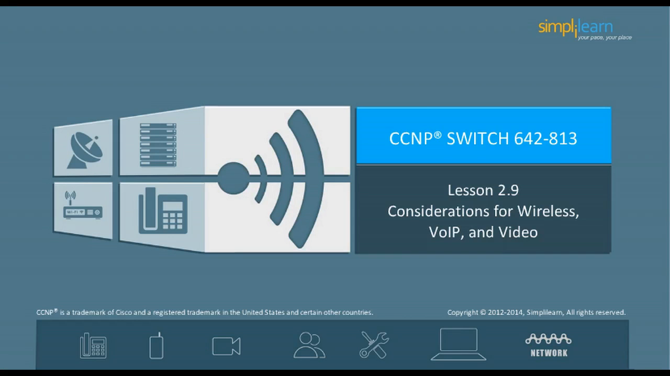The previous lesson focused on Layer 2 security. In this lesson, let us focus on considerations for wireless, VoIP, and video. Let us begin with the objectives of this lesson in the next slide.